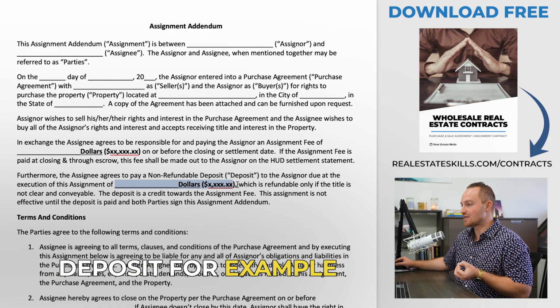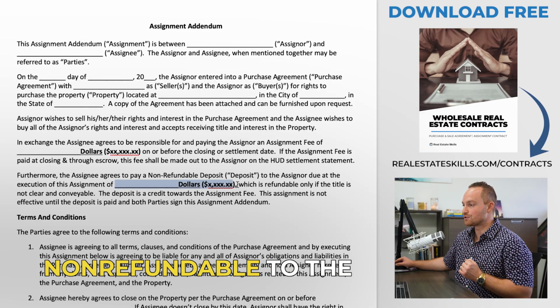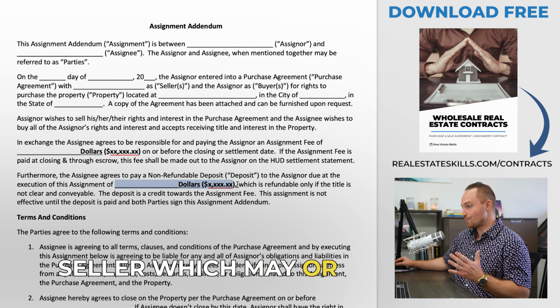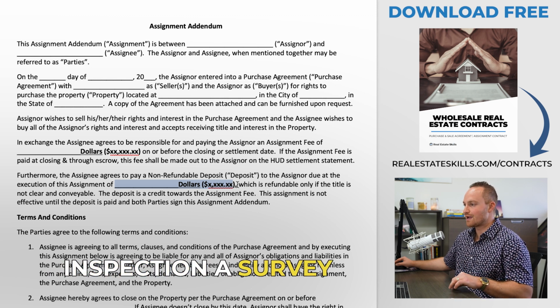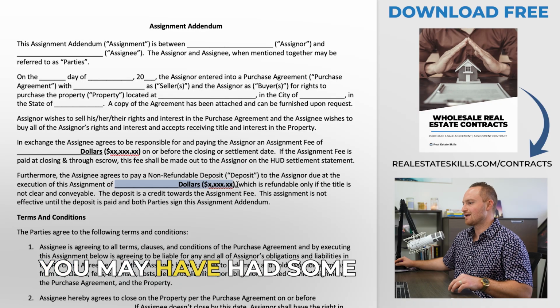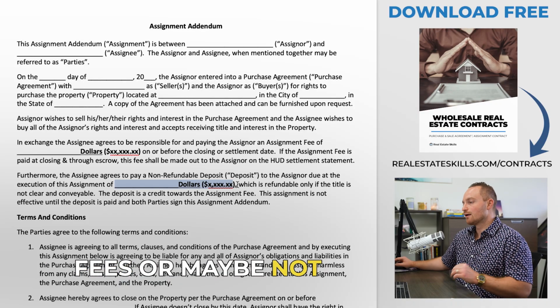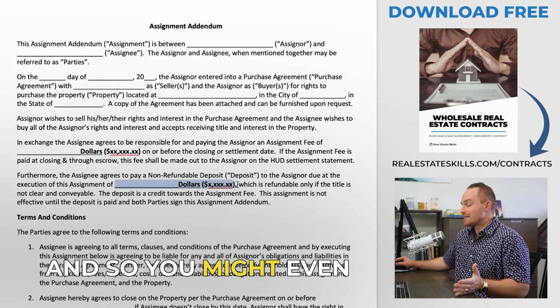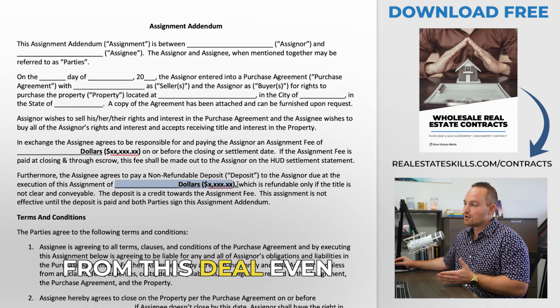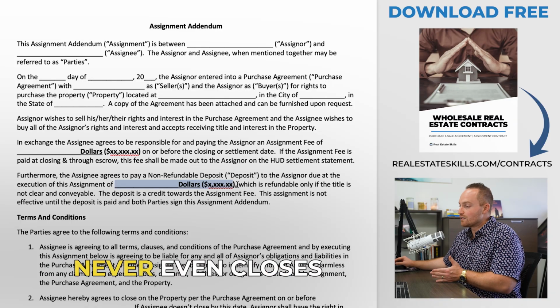So this is our way of still getting paid, because if we've paid for the earnest money deposit, for example, and that's already non-refundable to the seller, which may or may not be the case. Maybe you paid for an inspection, a survey, an appraisal, right? You may have had some fees or maybe not. But either way, you're getting some money coming to you. And so you might even be able to profit from this deal, even if the transaction never even closes.